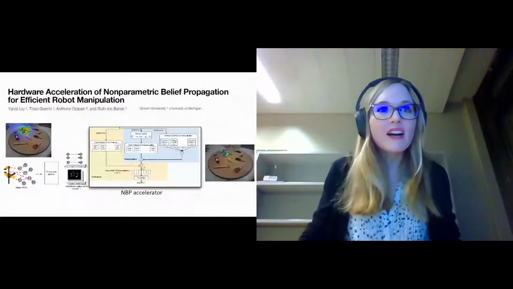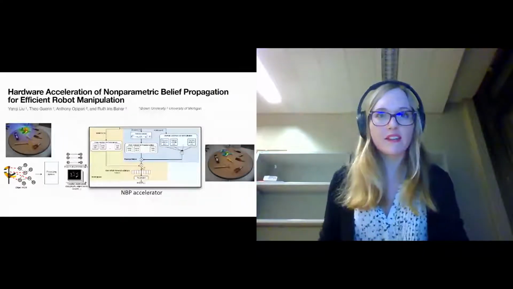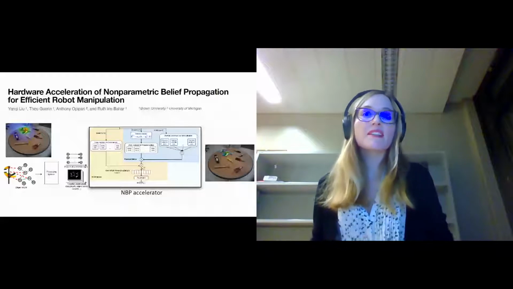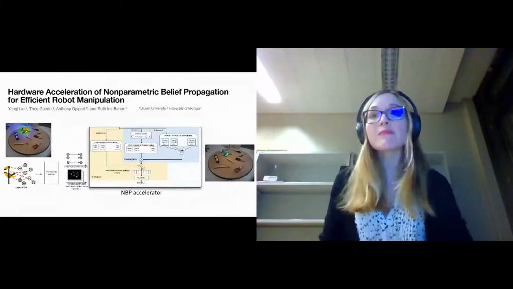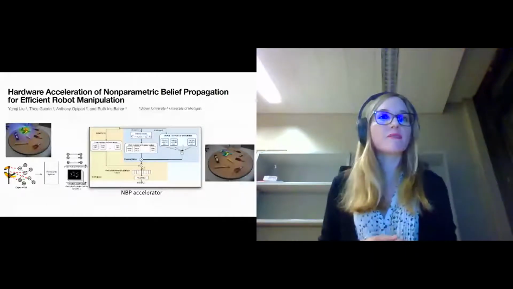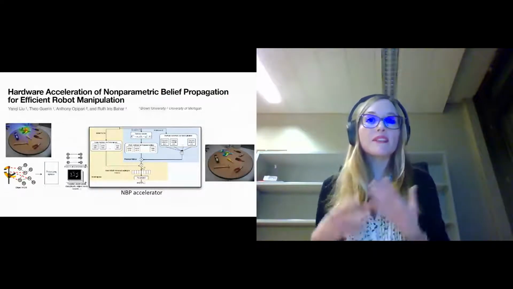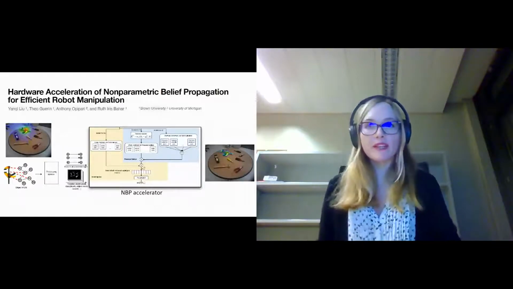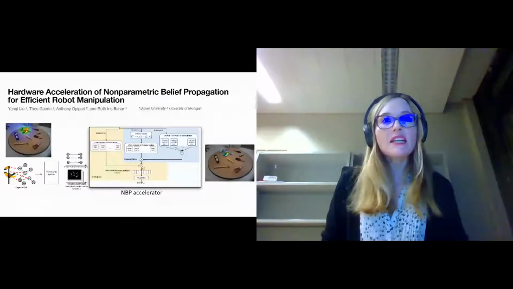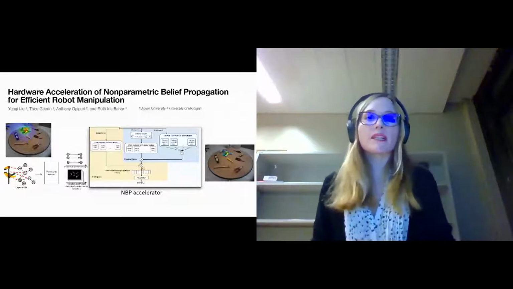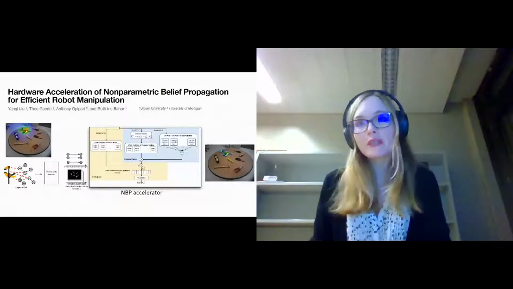Okay, our next poster is from Brown University and the University of Michigan. It presents an FPGA accelerator for non-parametric belief propagation for robot manipulation. NBP algorithms have wide applications in robotics because of the robust performance that they can achieve. But they are very computationally intensive, which prevents them from being applied in real-time systems. So the authors designed a novel accelerator architecture that can process any probabilistic graph model, and they achieve significant runtime and energy improvement compared to a GPU implementation.